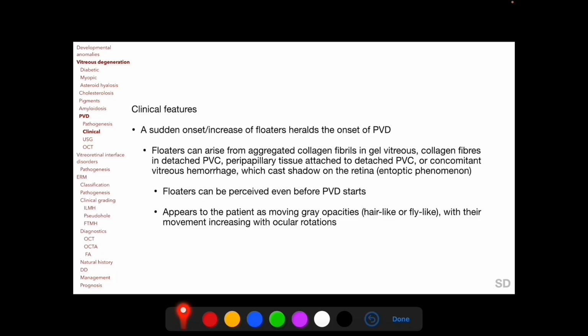Floaters can arise from aggregated collagen fibrils in gel vitreous, collagen fibers in detached posterior vitreous cortex, peripapillary tissue attached to detached posterior vitreous cortex, which is also known as Weiss ring, or concomitant vitreous hemorrhage, any of which can cast shadow on the retina. Since aggregated collagen fibrils in gel vitreous can cause floaters, floaters can be perceived even before PVD starts. Floaters appear to the patient as moving gray opacities, with the movement increasing with ocular rotations.